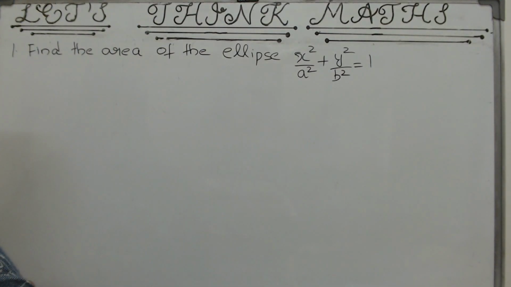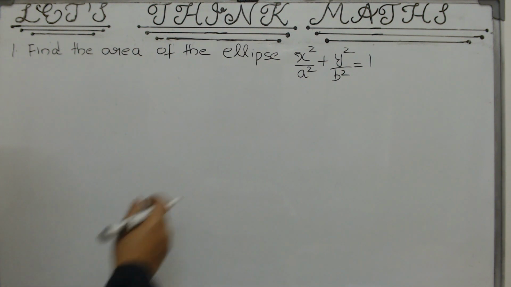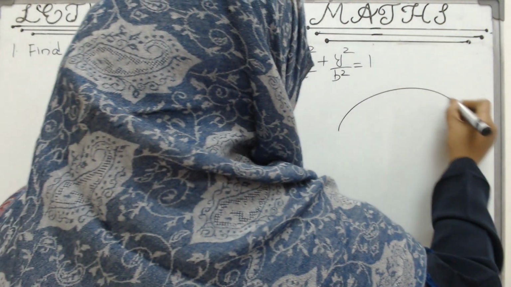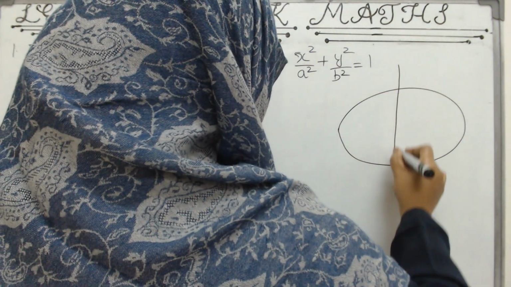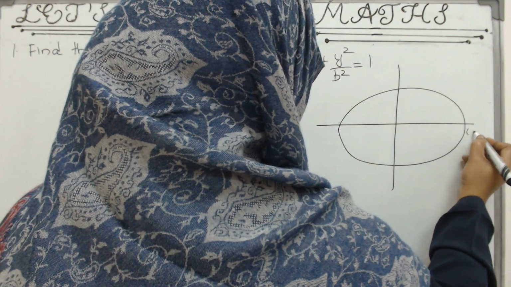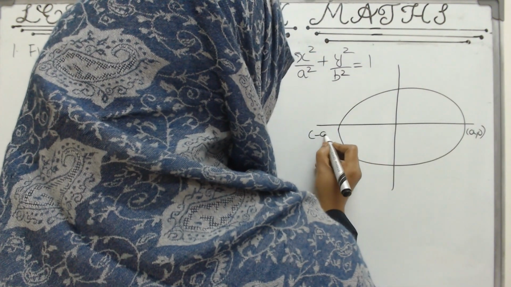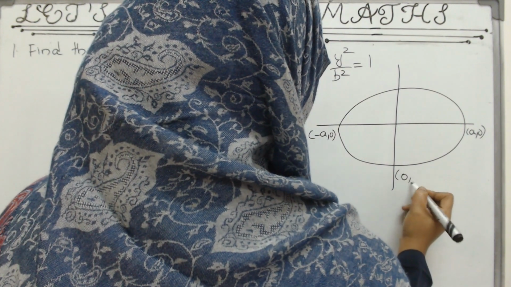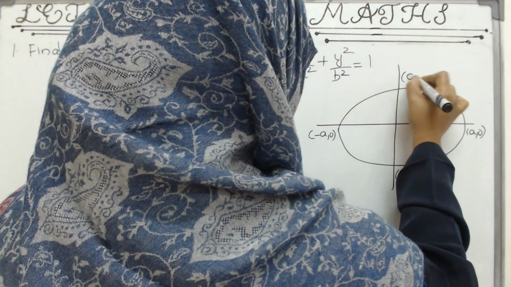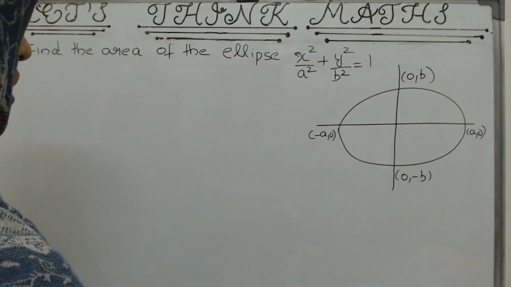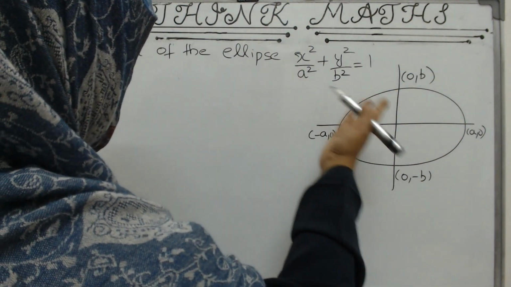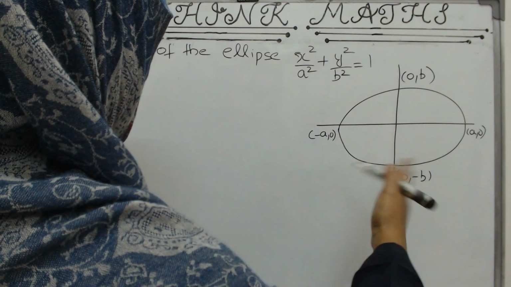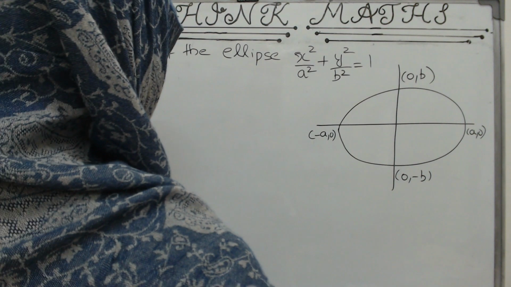Now this is our first question. We have to find the area of an ellipse whose equation is given by x square by a square plus y square by b square is equal to 1. First let us draw the ellipse and see how it looks. This is how your ellipse will look. Obviously its center is at the origin and then you draw the major axis and the minor axis and all of that.